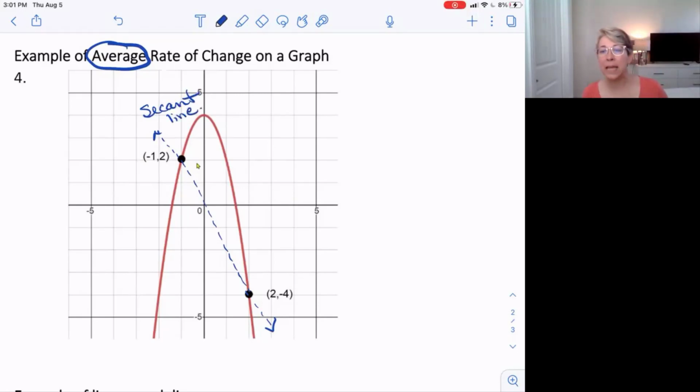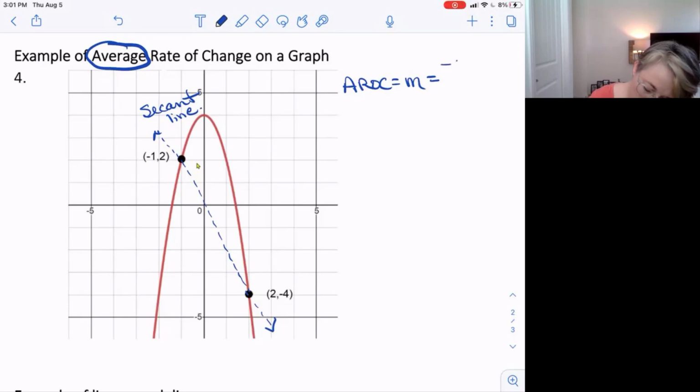If anybody has taken trig, don't get it confused with a secant function. This is referring to something else, okay? So a secant line just goes straight through those 2 points. So let's find the average rate of change, which would be the slope between these 2 points.